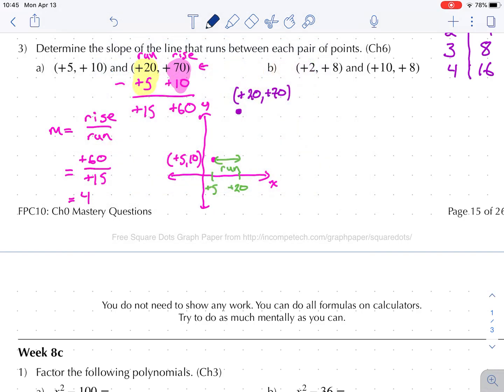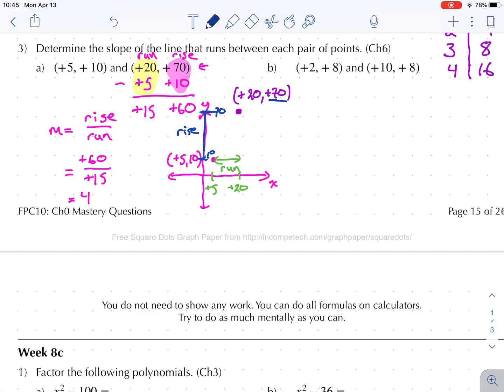To figure out my rise, it's my distance from here all the way up to here. This is my rise. And to do my rise, it starts at plus 70 and drops down to 10. 70 take away 10 will give me 60. So my run will be 15 and my rise will be 60.